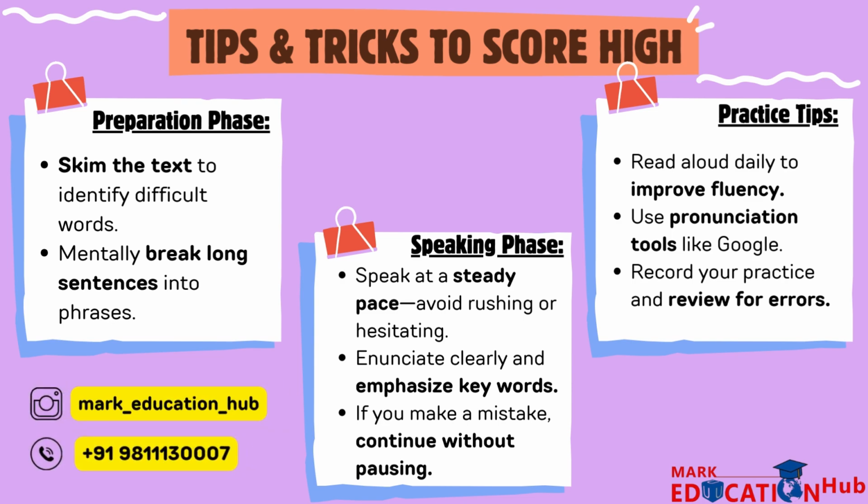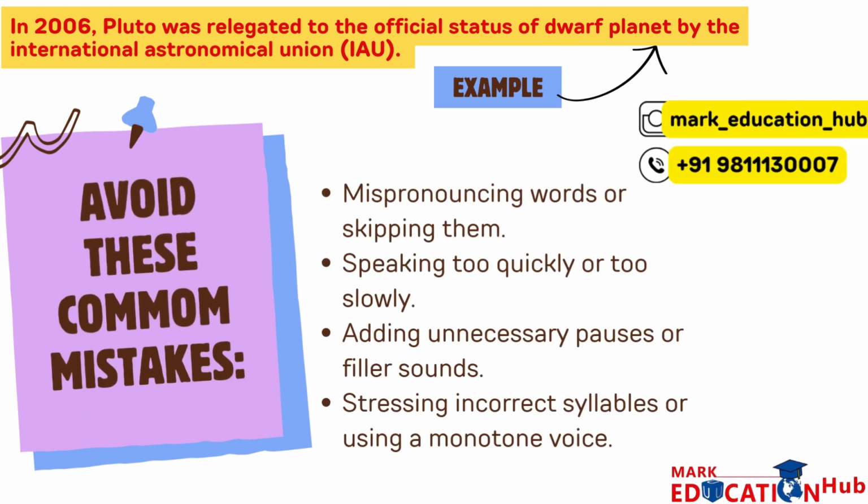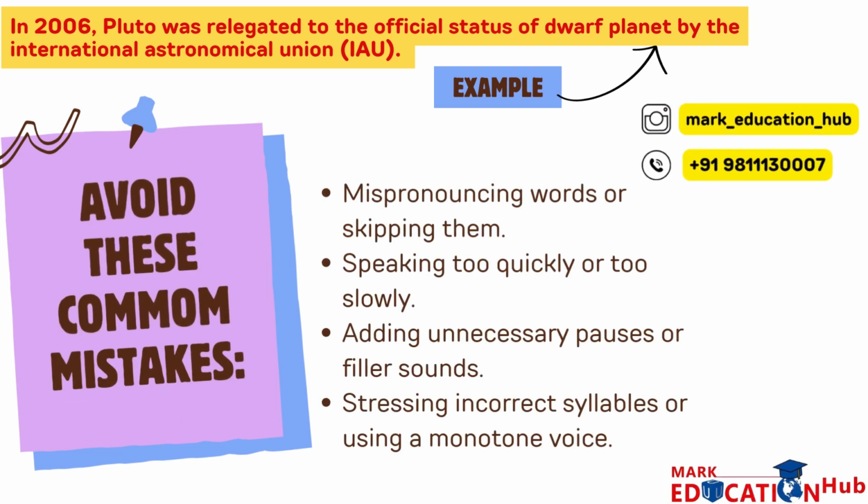Just remember, practice and preparation are the key to success. Now, let's learn to avoid some common mistakes with the help of an example. The example says, in 2006, Pluto was relegated to the official status of dwarf planet by the International Astronomical Union (IAU). Now, talking about the first point, which is mispronouncing words or skipping them.